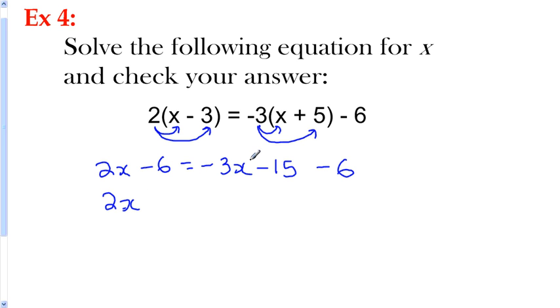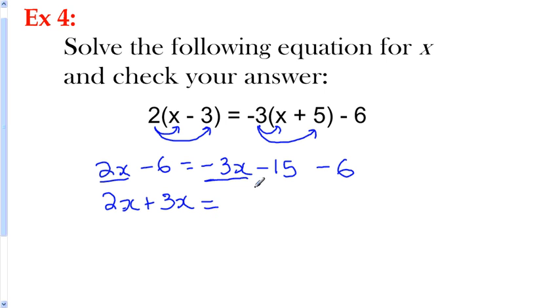I'm bringing the negative 3x over to this side, so when it jumps over the equal sign, the negative will become positive 3x. Okay, so that's the next term. I've got them on the left-hand side. There are no more x terms.